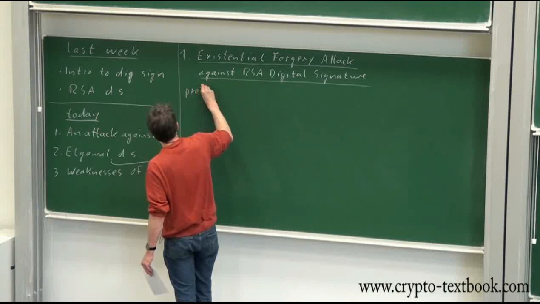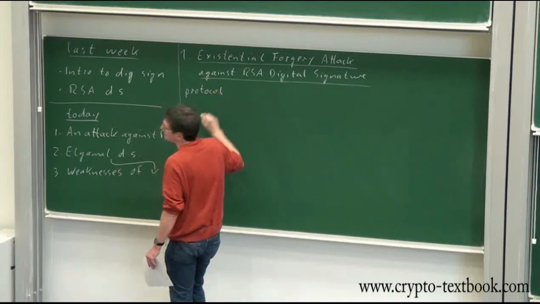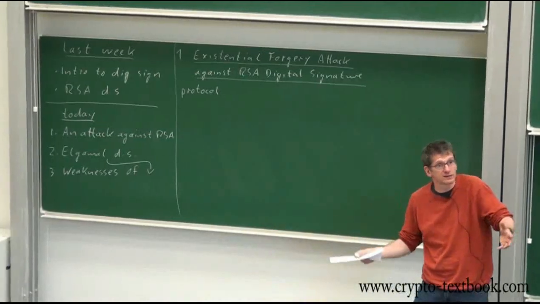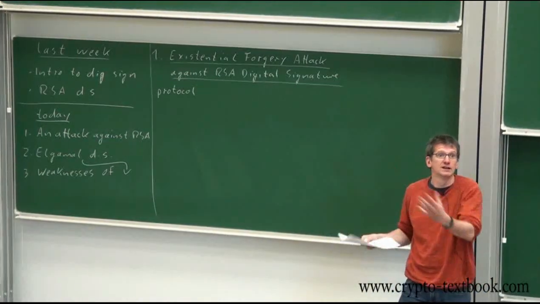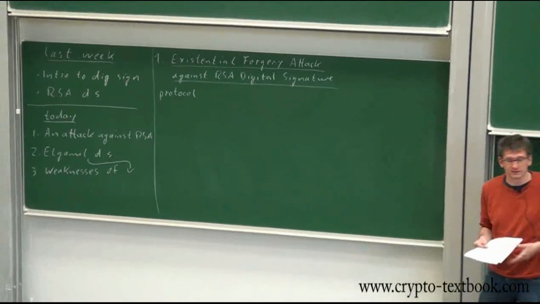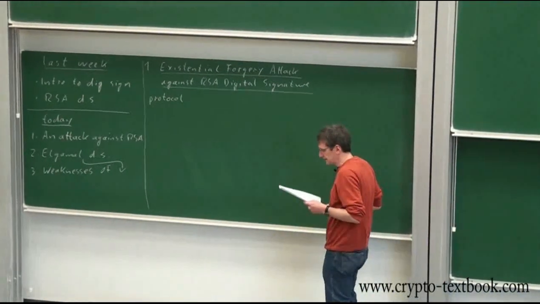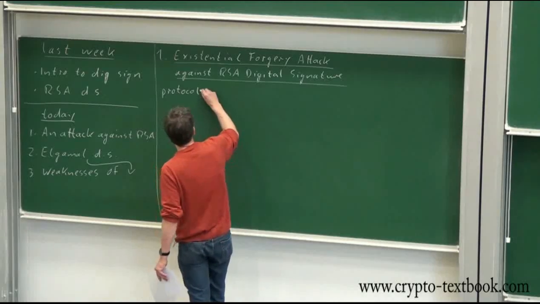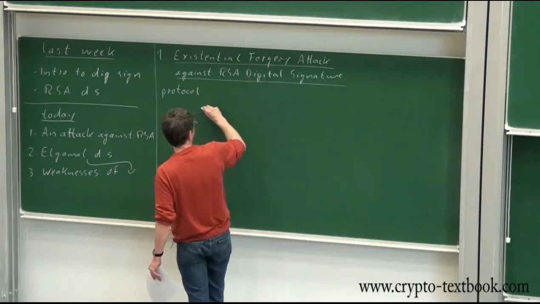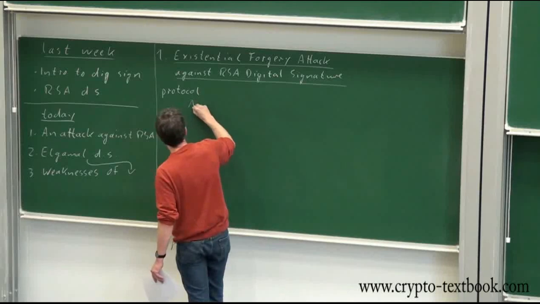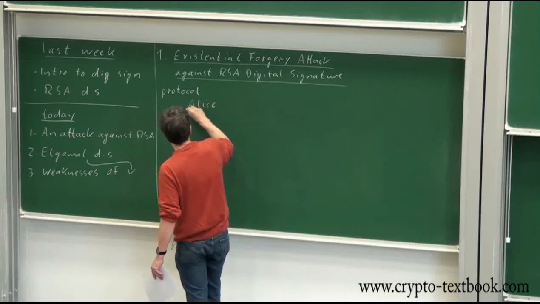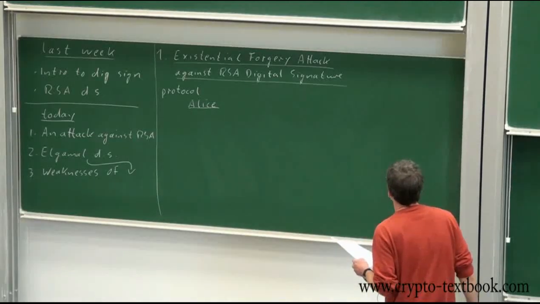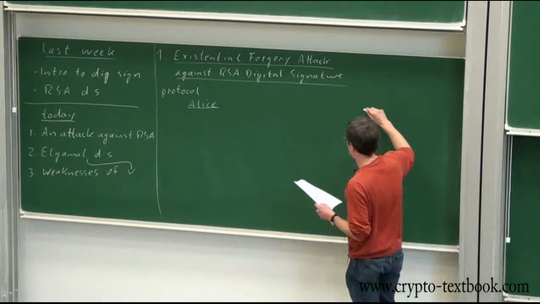So let's look at the protocol again. It's kind of fun. What I'm going to do now is draw the protocol from last week, Alice, Bob, and then we add Oscar, and we look at what Oscar can do if he wants to do bad things. So we have Alice.